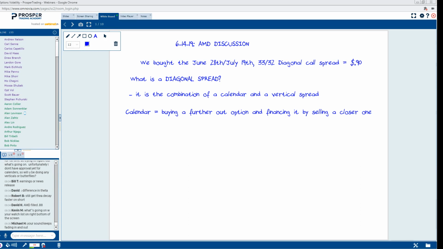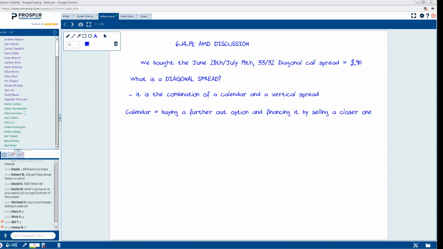Does that make sense? Does that concept make sense? Okay. Everybody get that? Everybody understand that concept so far? That's kind of an easy way I like to think about calendar spreads. So we're buying something out in the future, financing it by selling something closer in. So that's the basic behind a calendar spread. Now, what is a vertical spread?